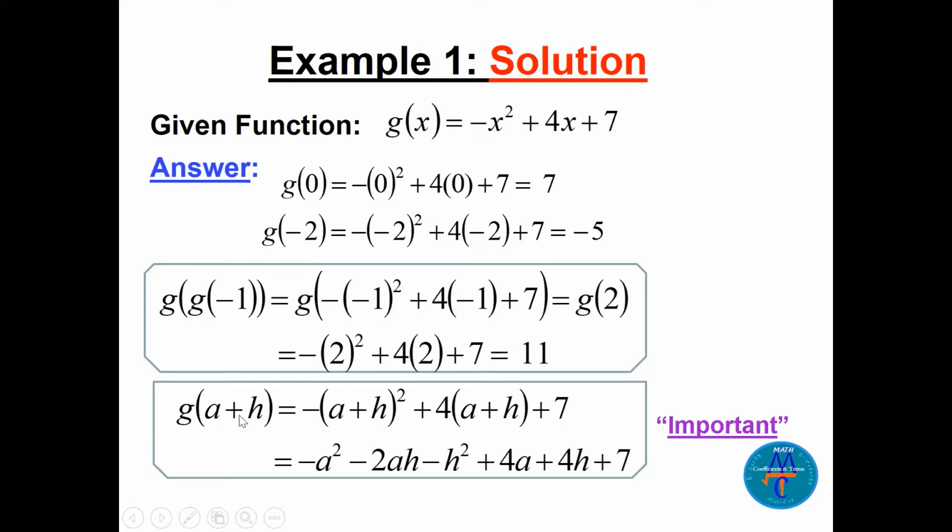Okay, g of a plus h, I said here important because we will see it in another question. A plus h, all of it, we put it in the x. So minus, remember there's a formula here. A plus h squared will be a squared plus 2ah plus h squared. With the minus outside, we change all the signs. We cannot simplify. If you can simplify, you have to.